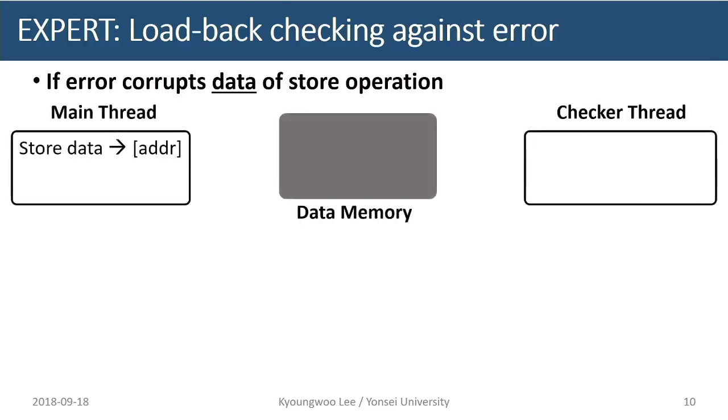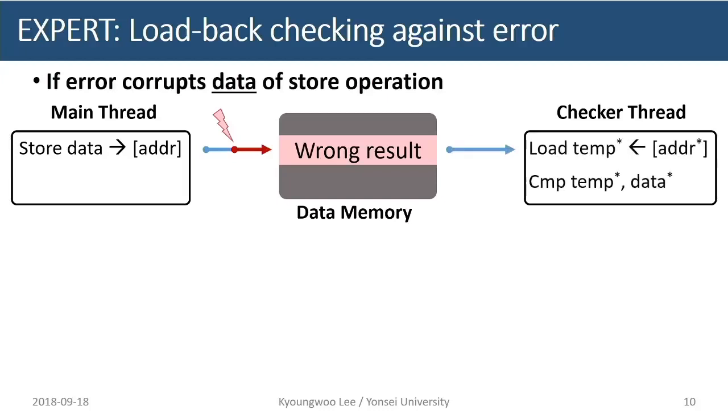That is this one. So the main thread is going to update the data into the memory. If there is an error in the data, then at this correct address, we're going to get incorrect data. After the store operation, we're going to reload this data. And then we're going to compare this load-back data with our own locally calculated one. If there is a mismatch, that means something is wrong. So we can detect this error.